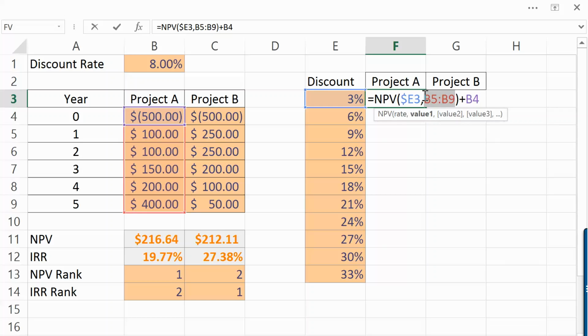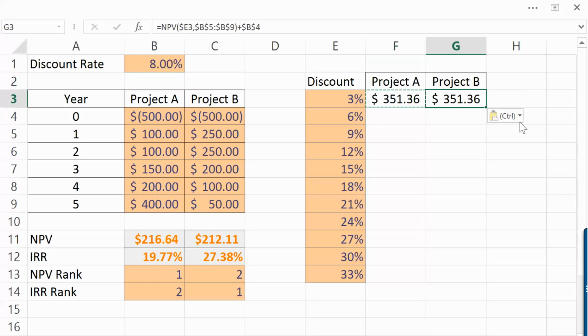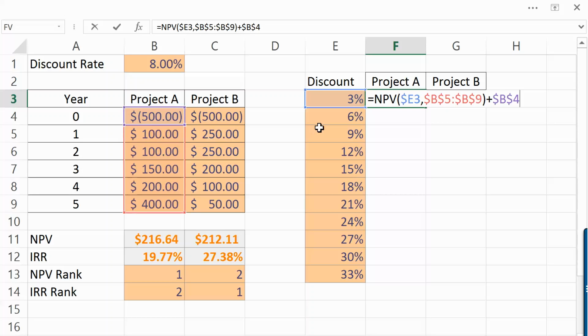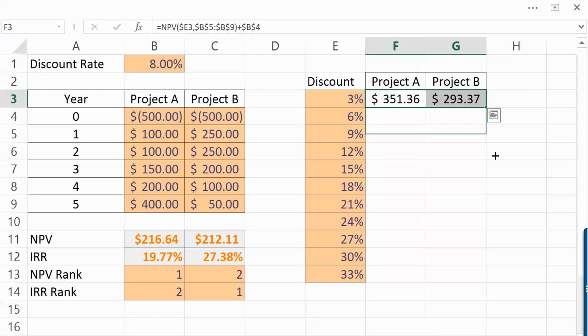Let me anchor all of these cash flows. And then I'm going to copy that here. And then look what I'm going to do. See, this formula, since it's anchored, stayed on project A, but I'm going to slide it over. So now I have the NPV of the second investment. Now I'm going to copy this down.